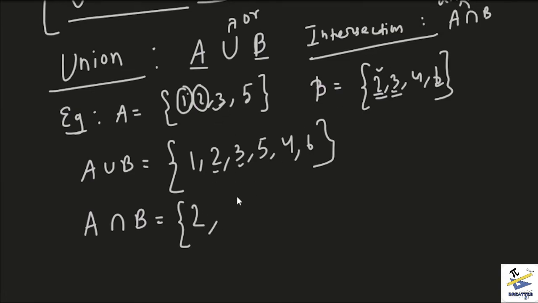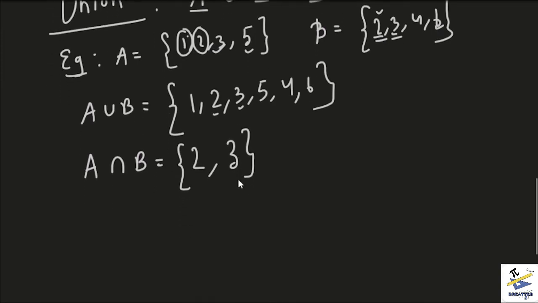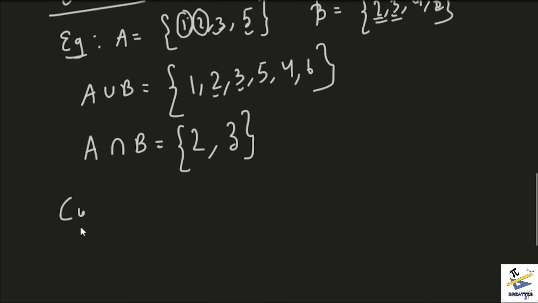Is 3 present? Yes, it is. 3 is a part. Is 5 present? No. And we are done. So A intersection B is basically 2 and 3. Correct? Okay. So this completes our intersection and our union part, and there is one more operator which we should know about. It's the complement.